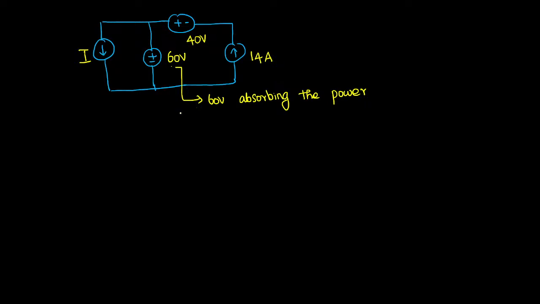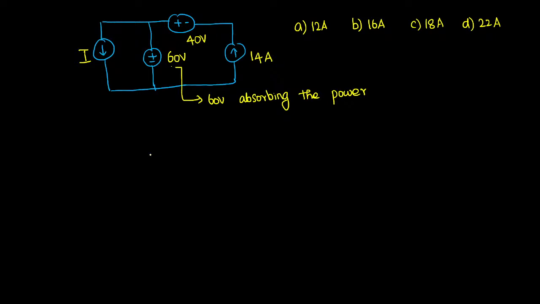They told that this 60 voltage source is absorbing the power. Then what is the question? The question is, which of the following can be the value of the current source I? Which of the following means they had given 4 options. Option A, they told 12 ampere. Option B, 16 ampere. Option C, 18 ampere. Option D, 22 ampere. So which of the following can be the correct answer for the given question? That is the question. Okay, fine, sir.